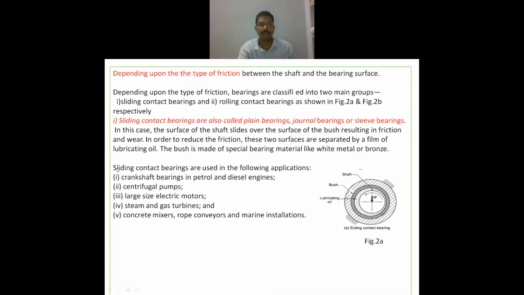The sliding contact bearings are used in applications like crankshaft bearings in petrol and diesel engines, centrifugal pumps, large size electric motors, steam and gas turbines, concrete mixers, rope conveyors, and marine installations.